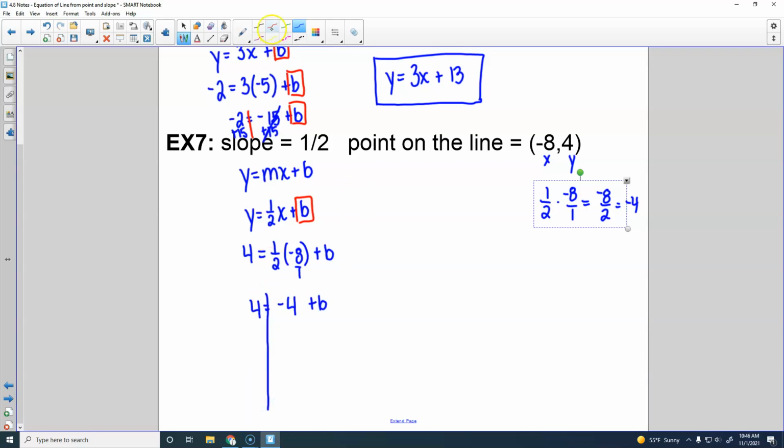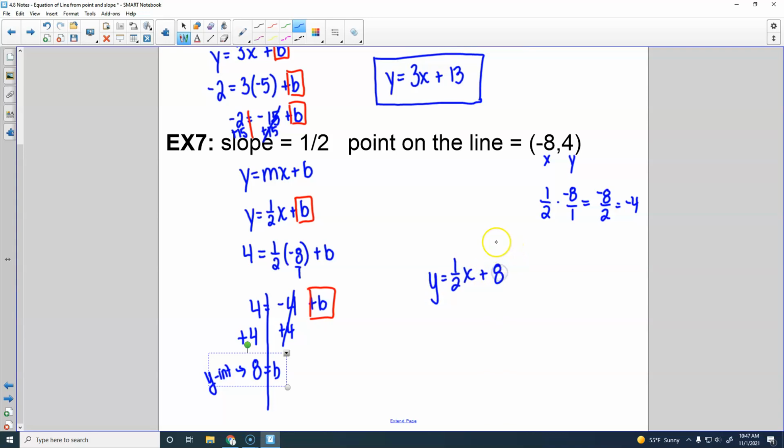So, Vince, how do I solve that? How do I get that b by itself? Good. We'll cancel right here. I'll add 4 here. 8 equals b. So, what we just found there is the y-intercept. Okay, so to write the equation of the line, Wade, what would we have? y = 1/2 x + 8. And that would be our answer.